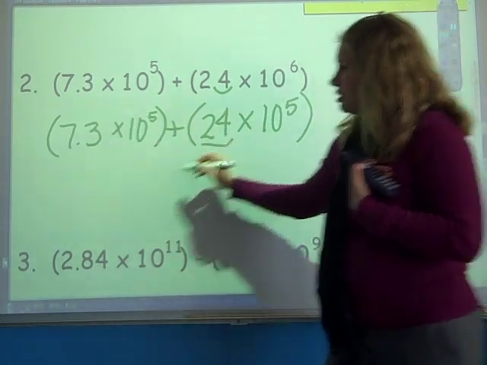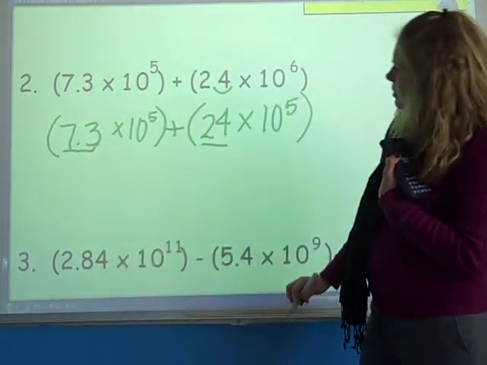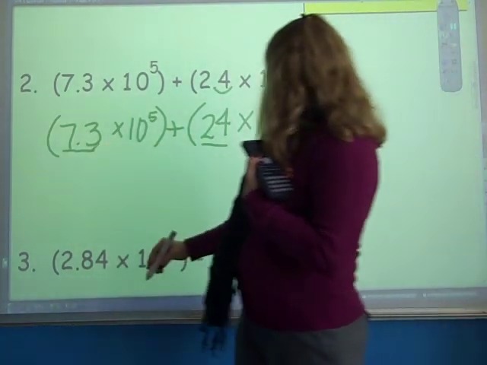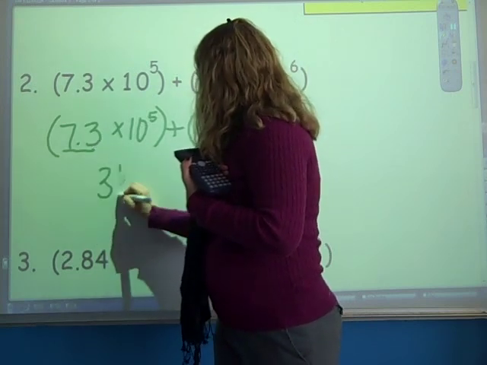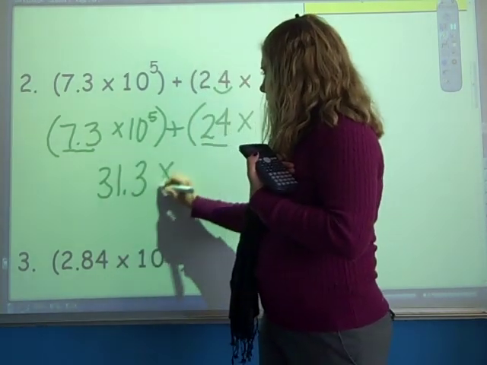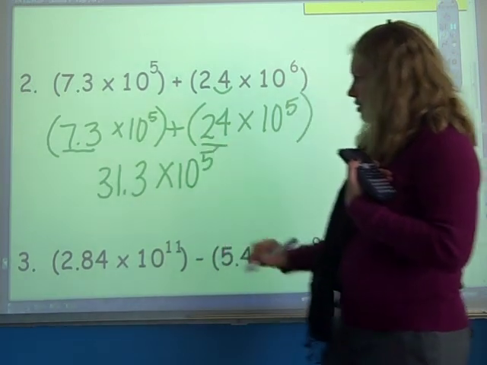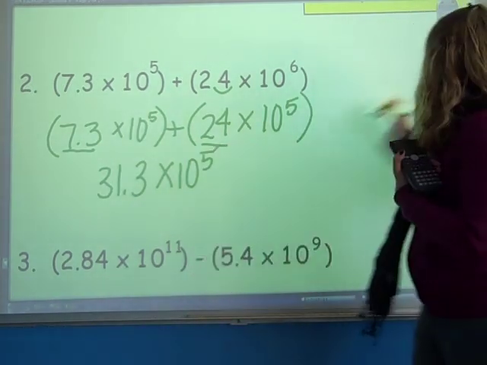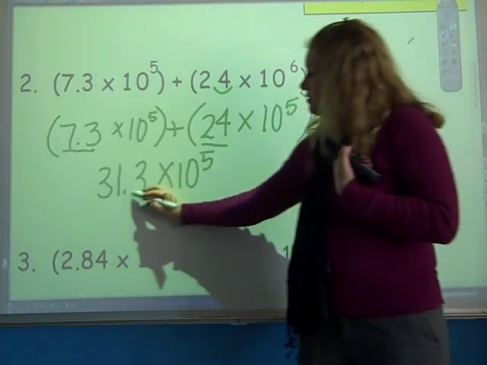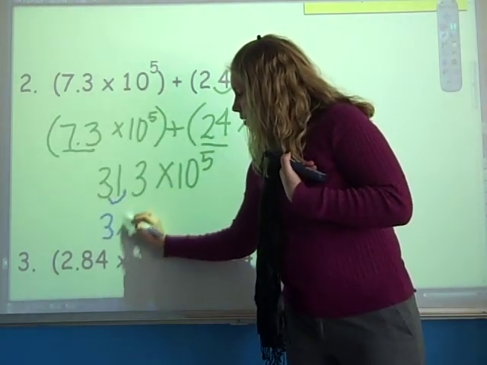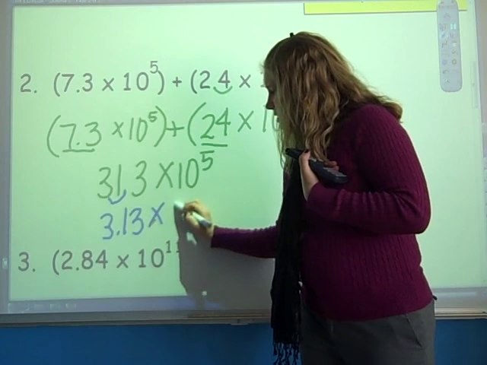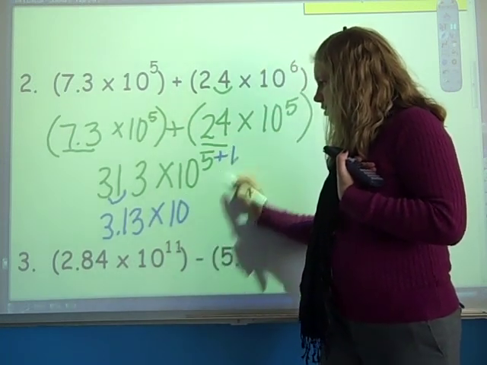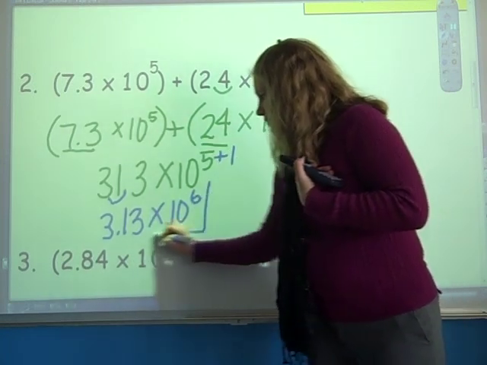Next step, add your numbers. 7.3 plus 24 is 31.3 times 10 to the 5th. Check to see if that's in scientific notation. It's not. We need to move it 1 place to the left. It becomes 3.13 times 10, add 1 here, to the 6th.